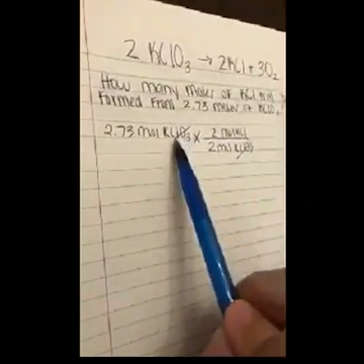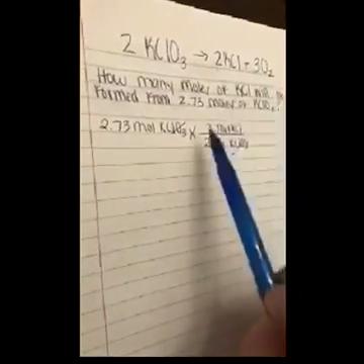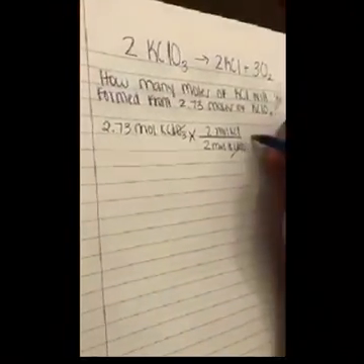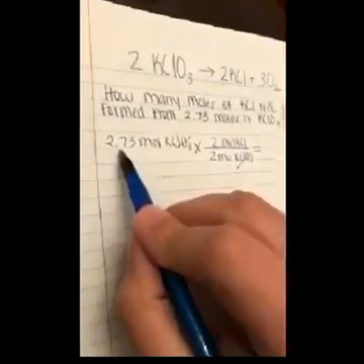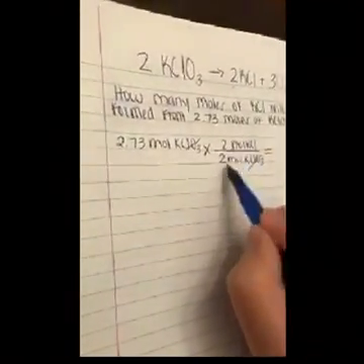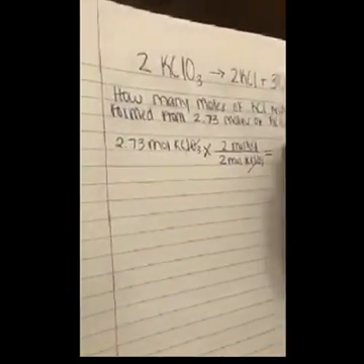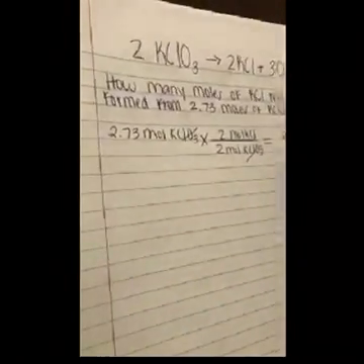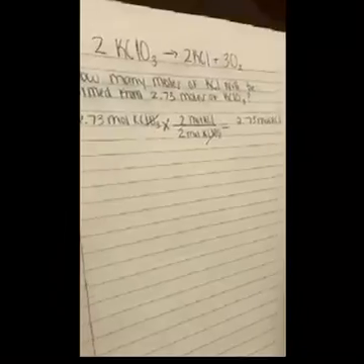See, we started with KClO3, and the question is asking for KCl. So, you multiply 2.73 by 2 and divide by 2 to get 2.73 moles of KCl. And that is your final answer.